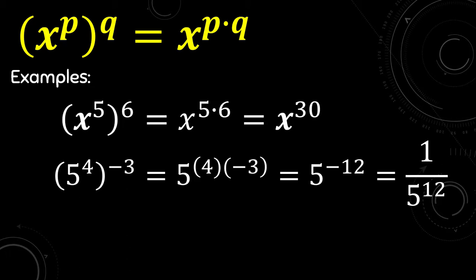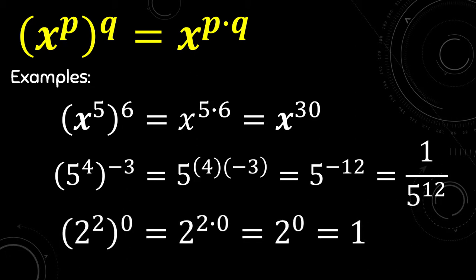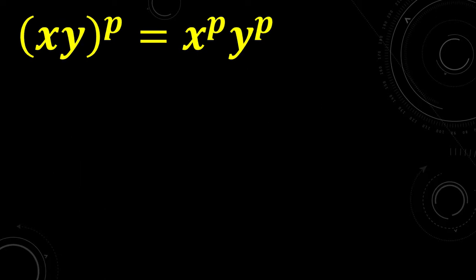Applying the negative integral exponent, since the exponent of 5 is negative, we will transfer 5 raised to negative 12 into the denominator. And the final answer is 1 over 5 raised to 12. Another example, 2 raised to 2, raised to 0. We all know that any number except 0, when raised to 0, is equal to 1. In this rule, we will just distribute the exponents.